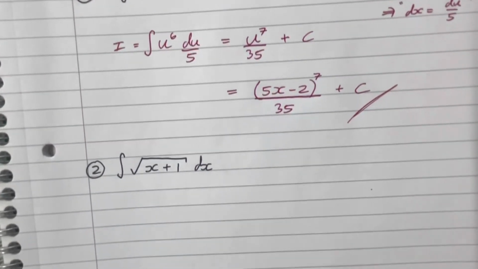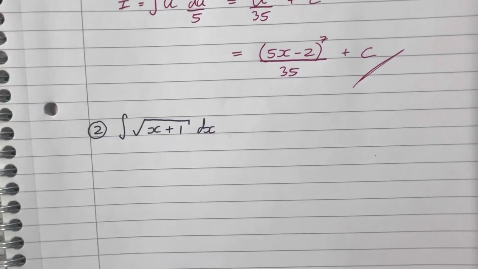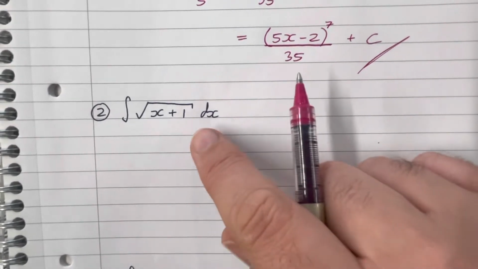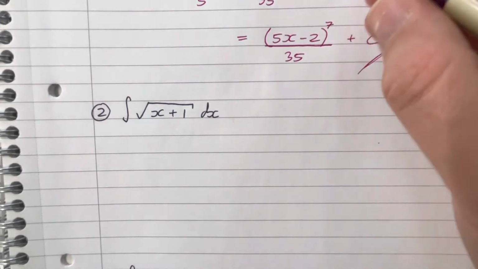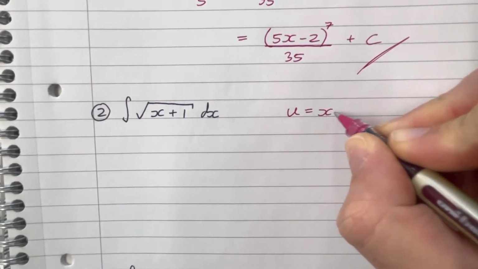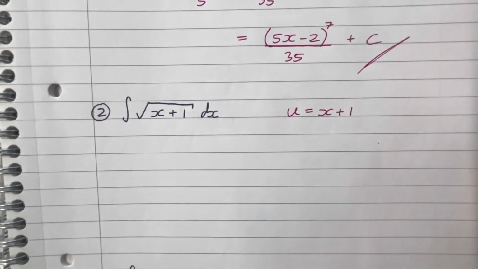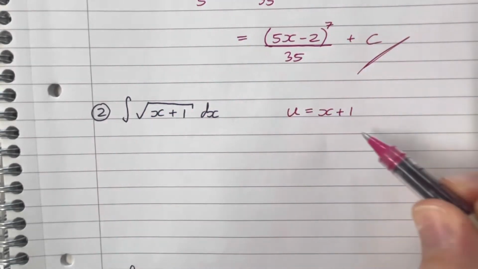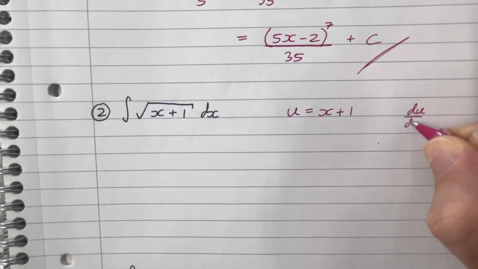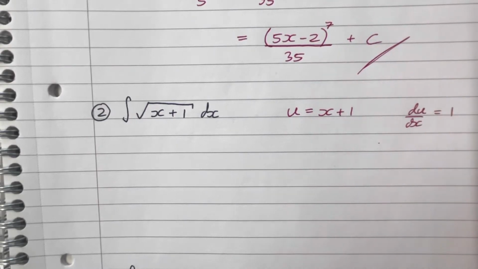Okay, example number 2, very similar, except this one couldn't have been done by year 12 methods because it's got a surd in there. But in exactly the same way as question 1, I'm going to make the substitution of what's inside. So in this case, it's u equals x plus 1. So in this case, du by dx is 1, which means du equals dx.